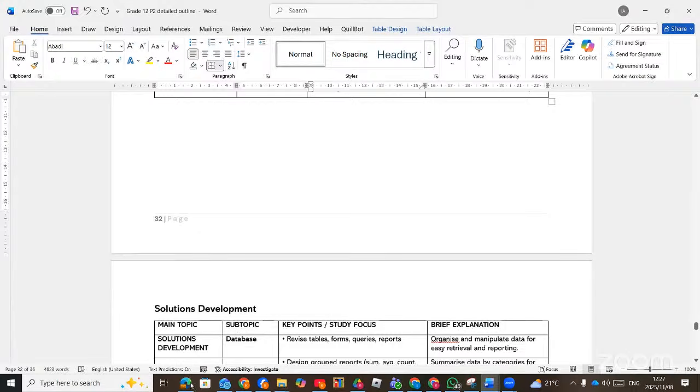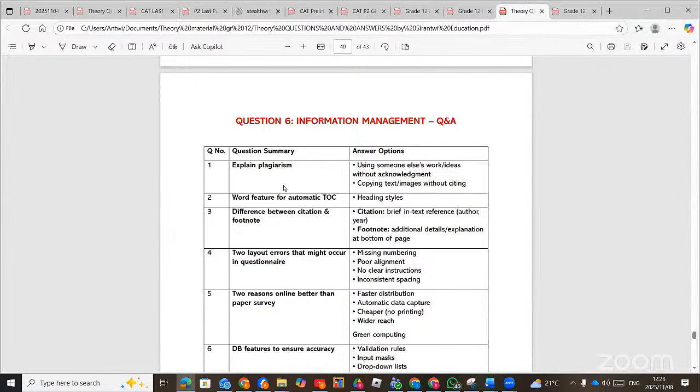Now let's go and check some of the questions under the information management, question and answer. Explain plagiarism. Features of table of content. What do you need to do before you apply table of content? You need the heading styles. Differentiate between citation and footnote. Citation is a brief in-text reference with the author and the year. Footnote is additional details explaining at the bottom of the page.